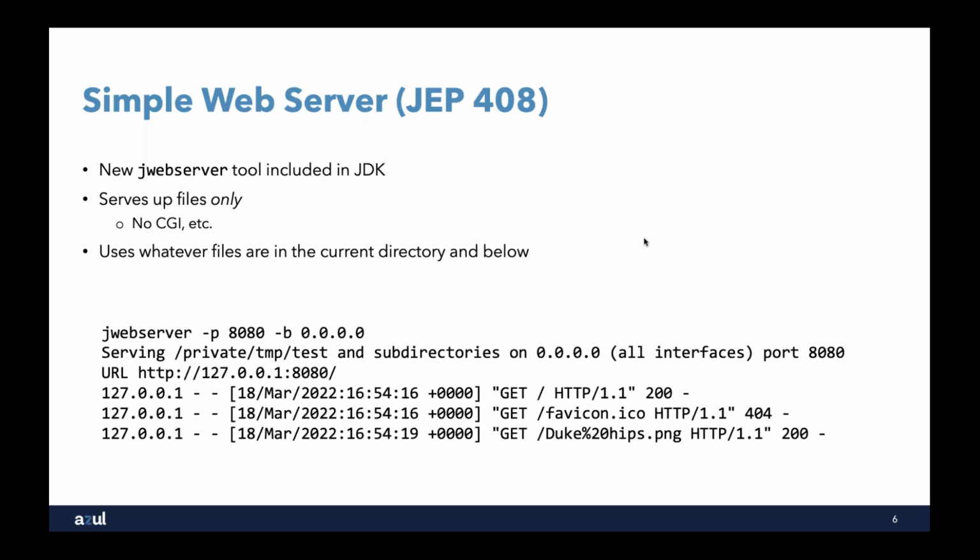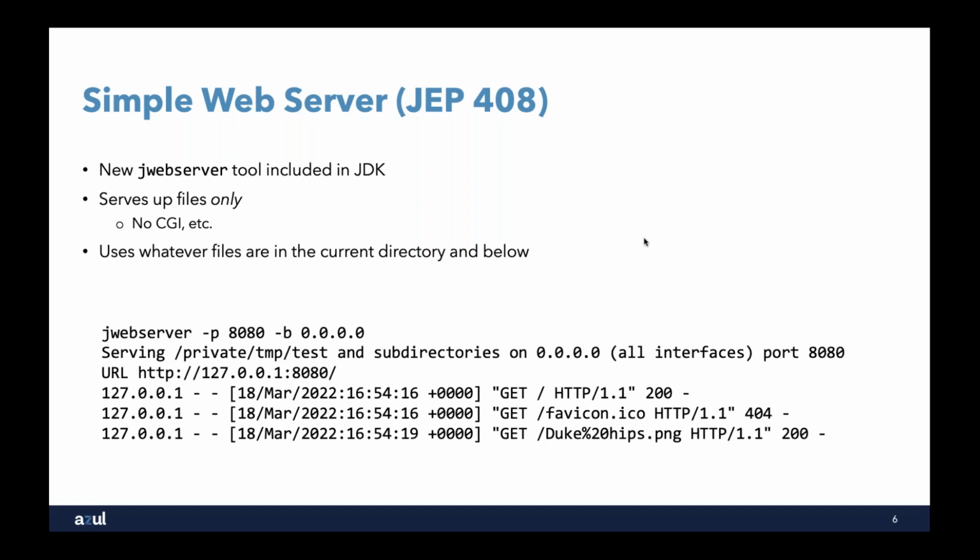The second JEP that's been included is the idea of a simple web server. And I have to say, I don't really understand why the OpenJDK developers decided to do this. What they've said is that they will include a very simple web server that only serves up files. So there's no CGI capability, no scripting, no other functionality included. It will just literally enable you to access the files in a given directory through an HTTP connection.